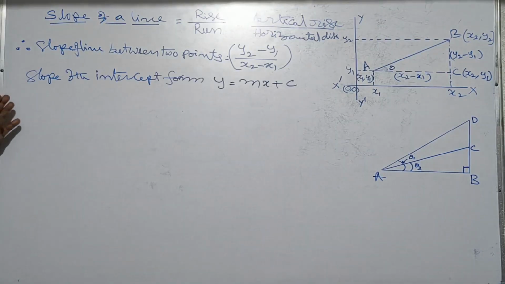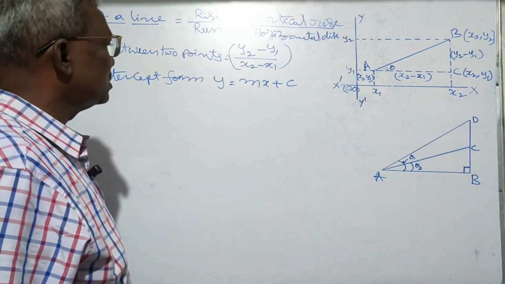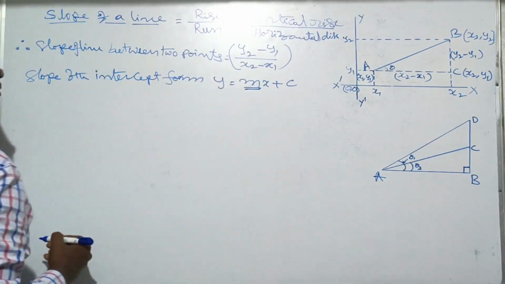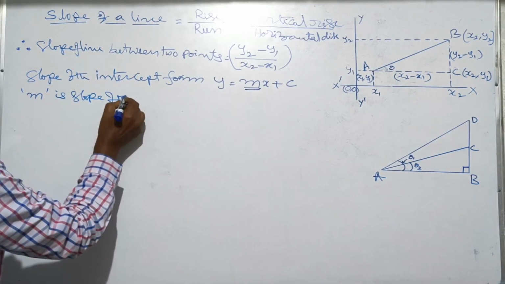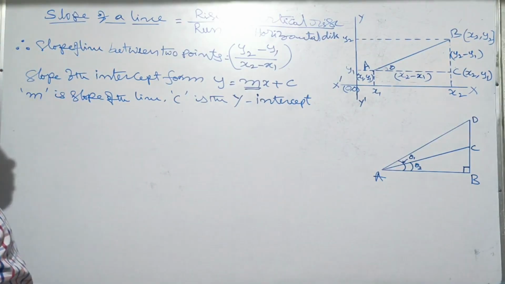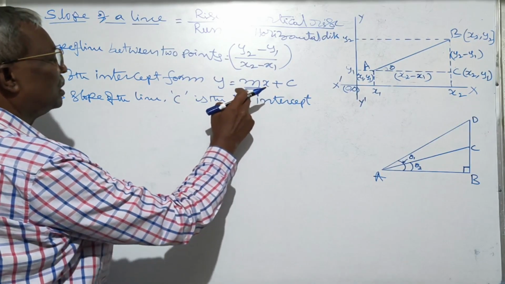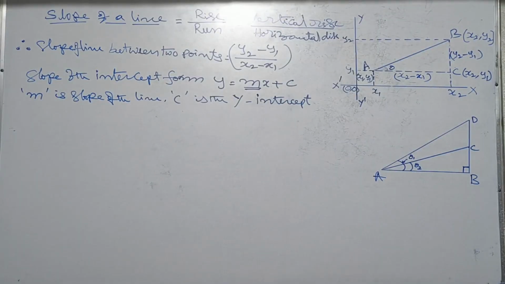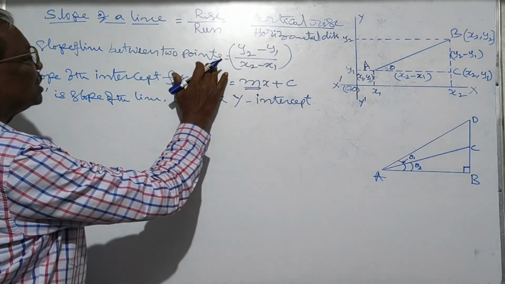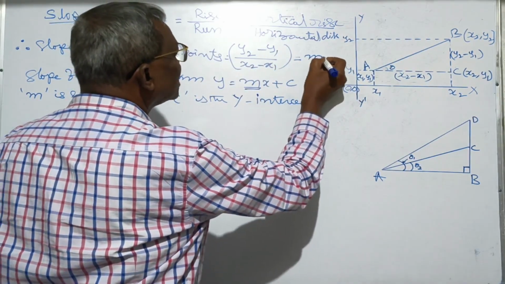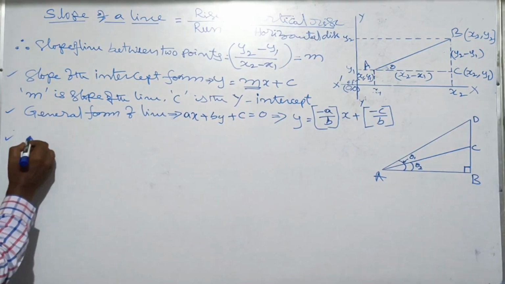Next, slope intercept form: y is equal to mx plus c. Here this m is the slope of the line. In y is equal to mx plus c, m is the slope of the line. So that means the slope of the line between 2 points, y2 minus y1 by x2 minus x1, is equal to m, the slope of the line.